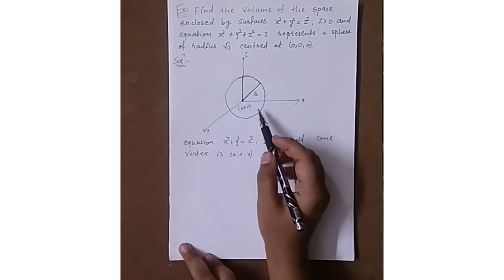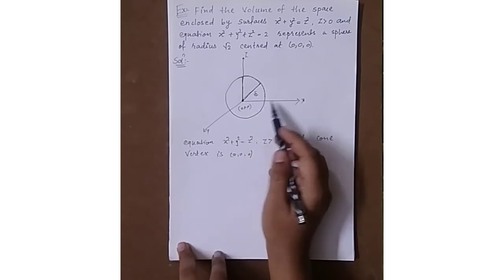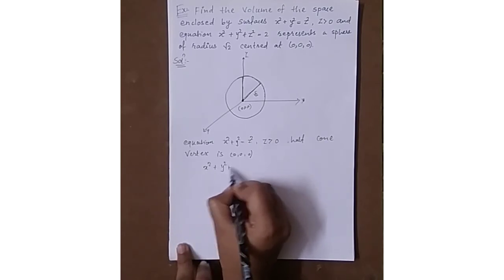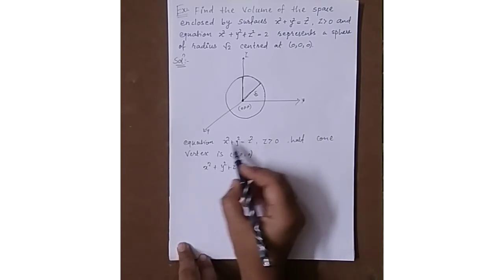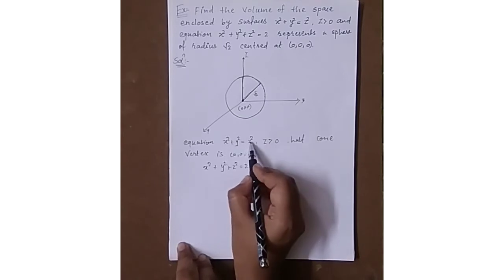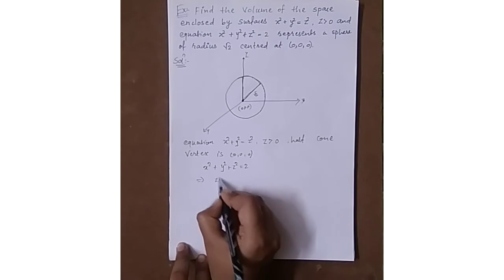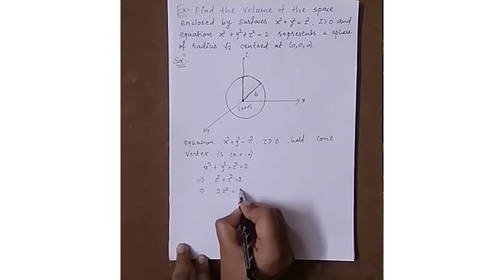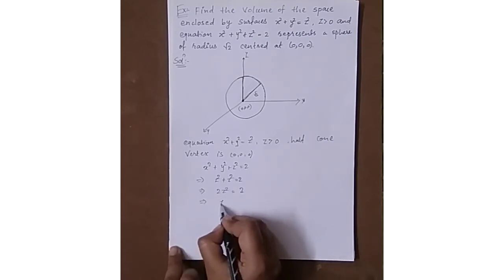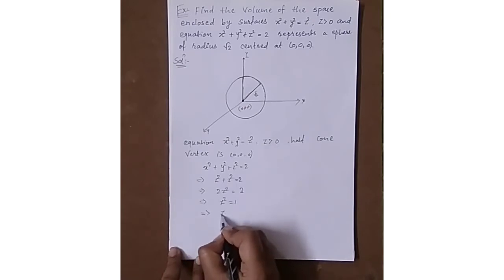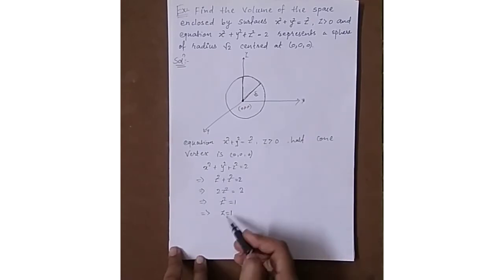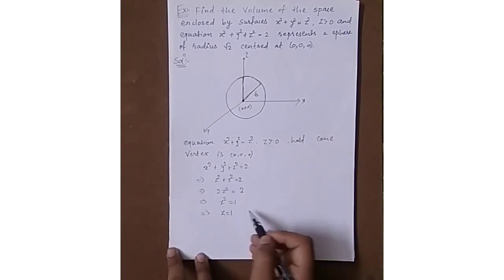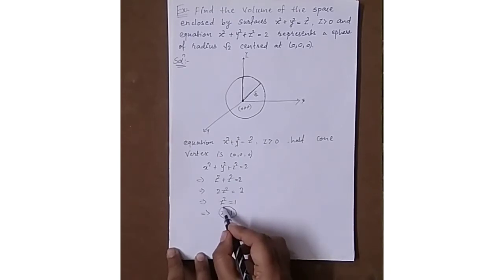So these two surfaces meet where z square plus z square is equal to 2. How? I have the equation x square plus y square plus z square is equal to 2. When I put x square plus y square is equal to z square here, it becomes z square plus z square is equal to 2. So it gives 2z square is equal to 2, which implies z square is equal to 1 and z is equal to 1, since z is greater than 0. So I am here taking only z is equal to 1, not z is equal to minus 1.